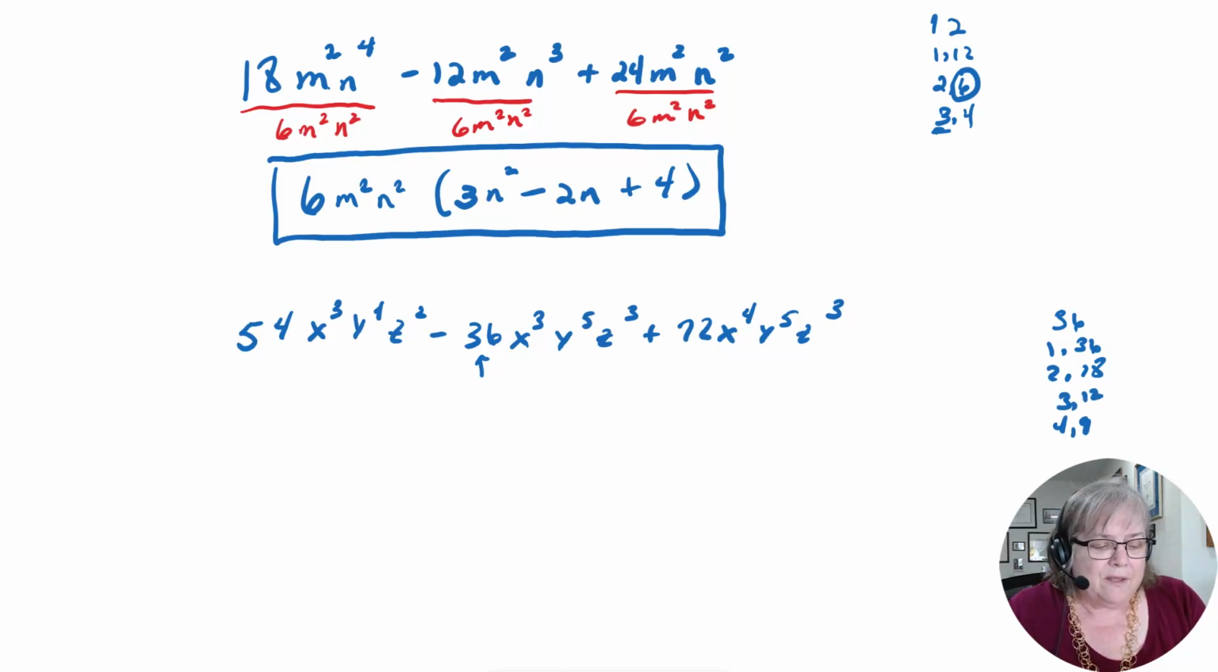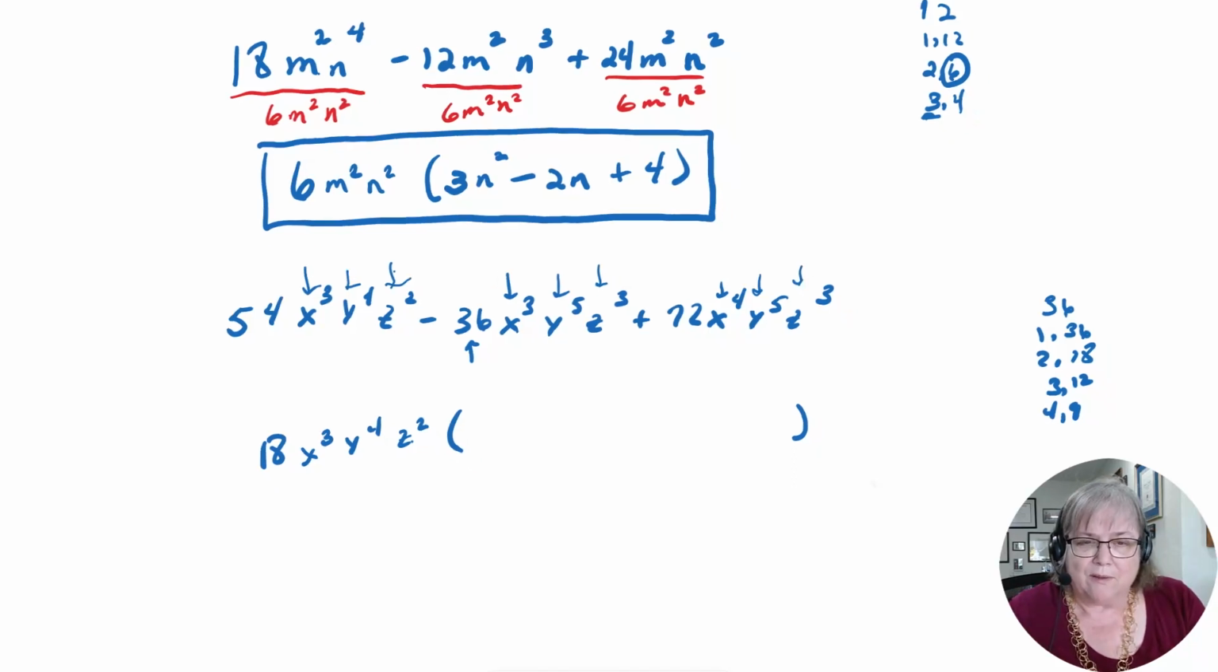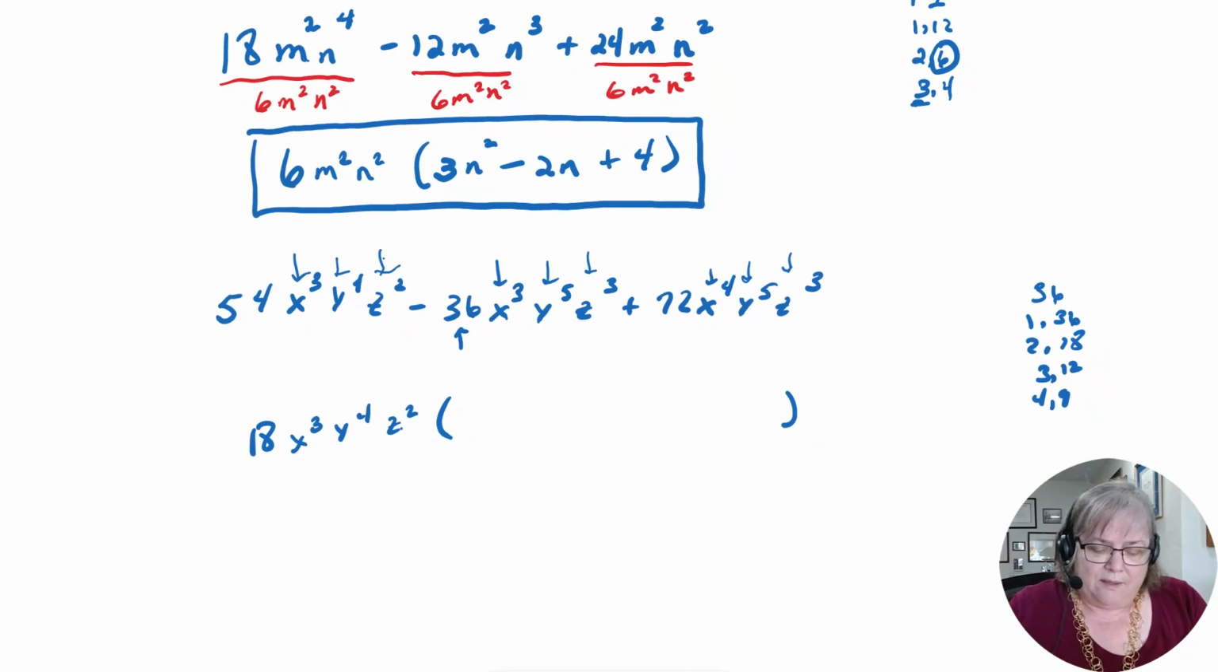Will 18 go into 72? Yes, it does. 18 goes into 36. 18 goes into 54. Okay, 18 it is. Now I had x cubed, x cubed, x to the fourth. Smallest one is x cubed. Y to the fourth, y to the fifth, y to the fifth. Smallest one is y to the fourth. Z squared, z cubed, z cubed. Smallest one is z squared. So it is the smallest power. You don't have to go hunting and go, maybe it's something smaller like we did with the 36. All right, so we're going to run underneath here.